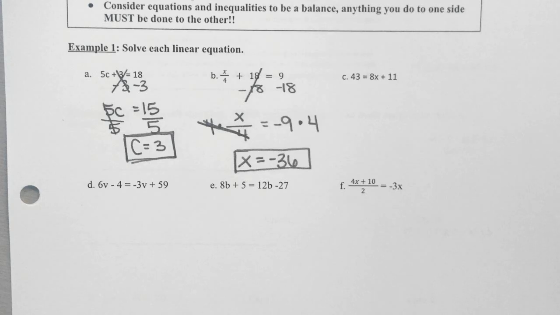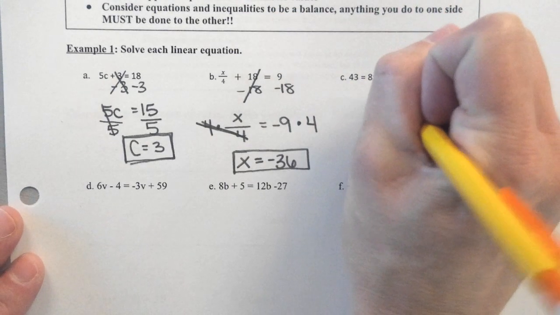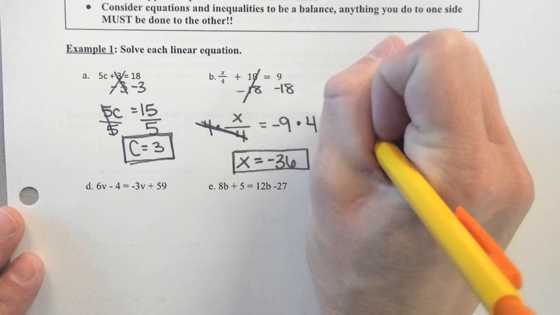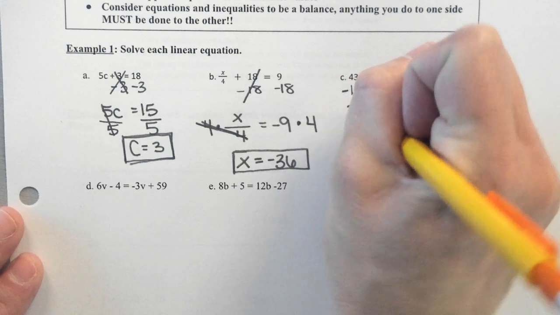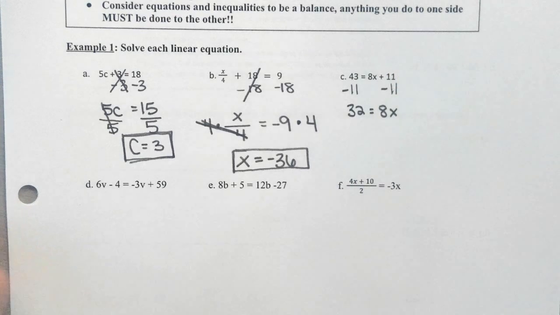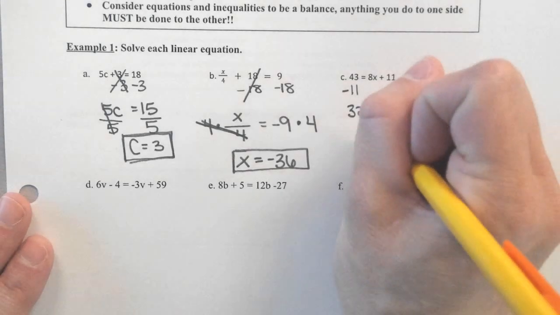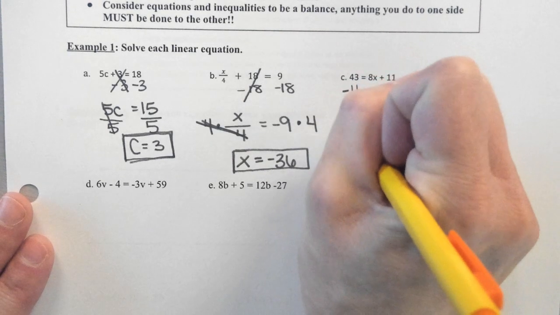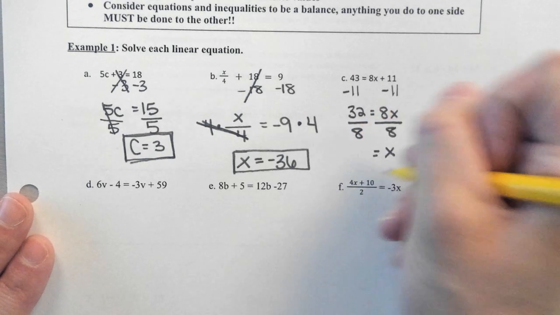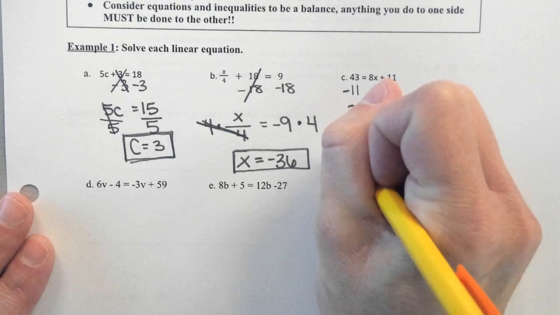Part C. I have an 8x plus 11. Again, I want to deal with what's being added or subtracted first. So what would you do first? Yeah, let's subtract the 11. I get 32 equals 8x. And then how do I undo that 8 times x, that multiplication? Division. So let's divide each by 8. And x equals 32 divided by 8, which is 4.